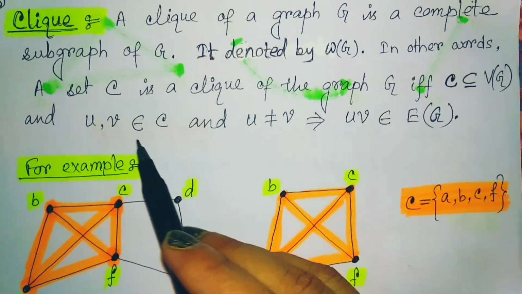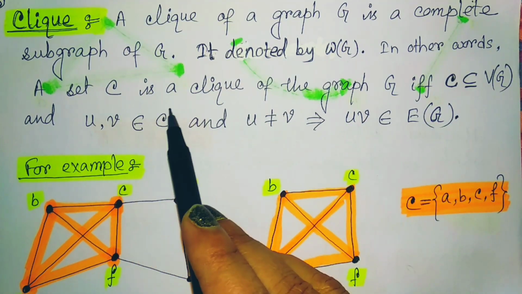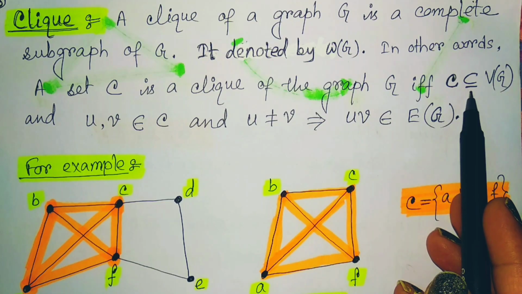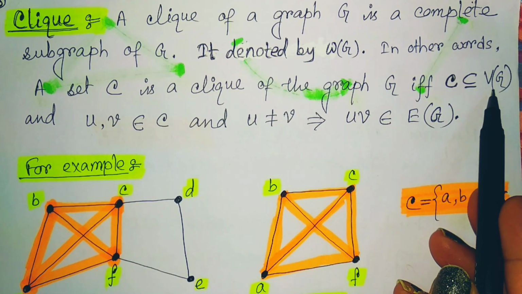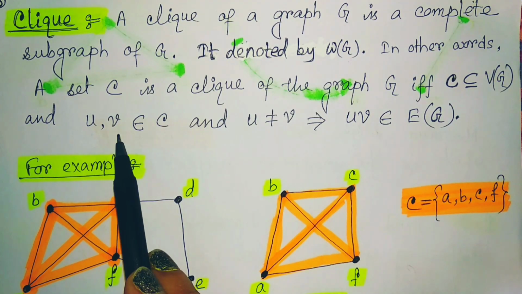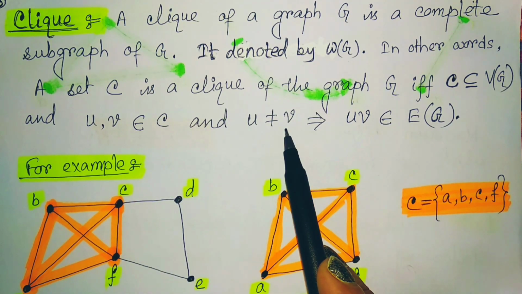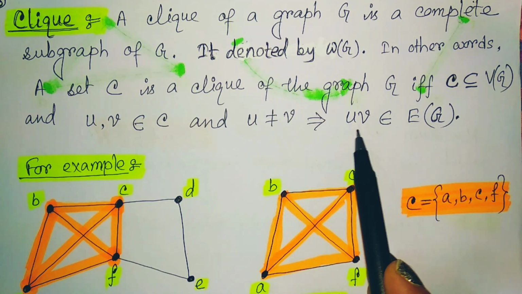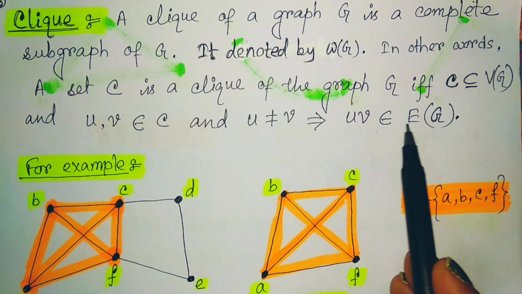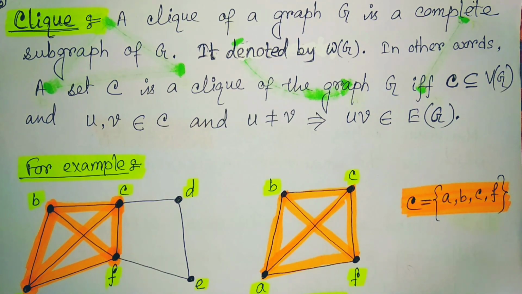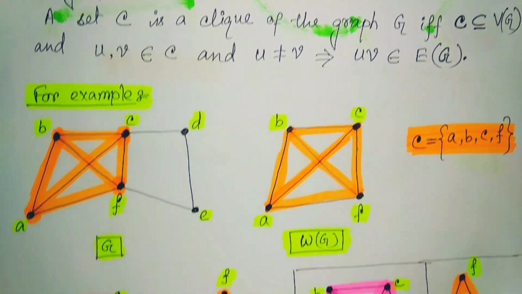In other words, we can say a set C is a clique of the graph G if and only if C is a subset of the vertex set of G, and U and V are two vertices of C where U not equal to V implies the edge UV belongs to the edge set of the graph G. So what is a clique? We explain with an example.